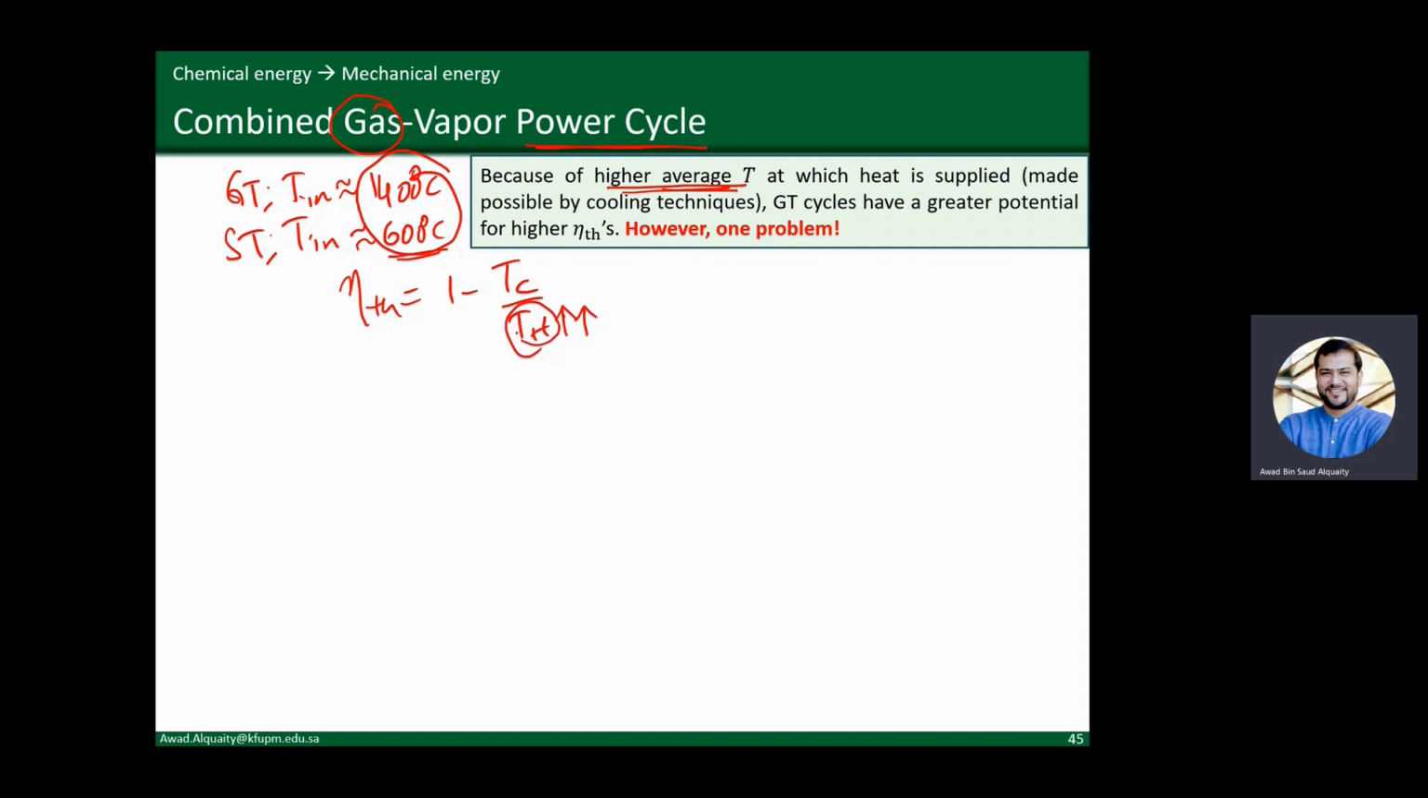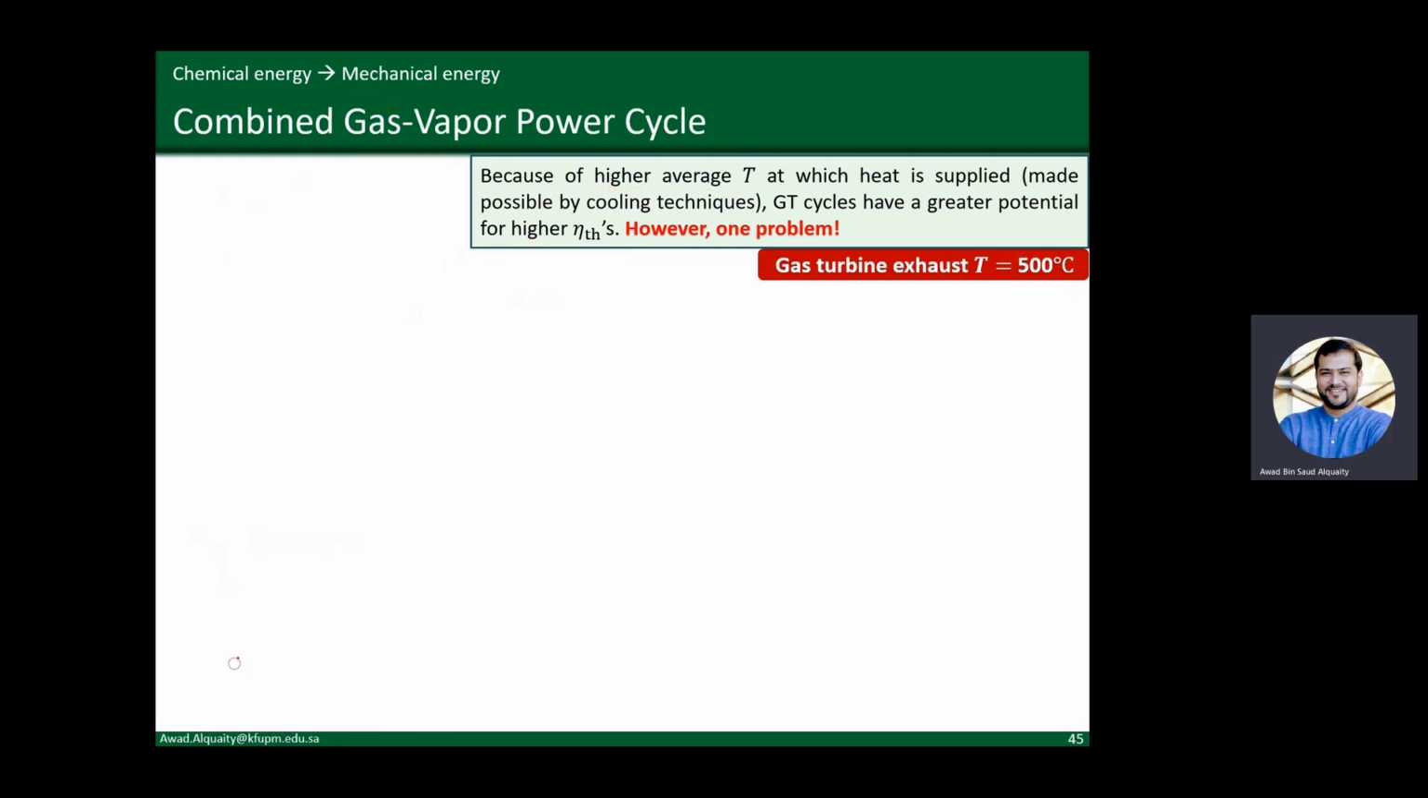Now, the problem with gas turbine cycles, especially when they're operated on their own without any other combination, is the fact that the temperature at which the hot gases come out from the gas turbine is still very high. We're talking about gas turbine exhaust temperatures being around 500, 600 degrees Celsius. And this means that Tc is still on the higher side. For us to achieve higher efficiencies, we've got to bring down this Tc. And one of the smartest ways of bringing down the Tc is basically by combining a gas power cycle with a vapor power cycle. Okay, and let's see how that all works together.